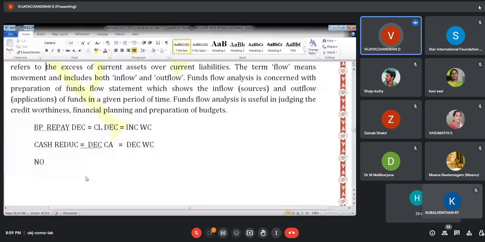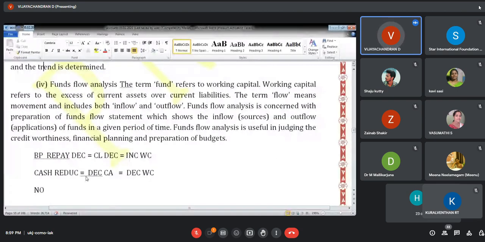Then I'm moving on. What are the items we have to compute under the fund flow statement? First one is changes in working capital. Another one is the fund flow statement. In that fund flow statement, you will have sources and application. Sources means money coming in. Application means money going out. My question is, does an increase in working capital come under which part, application or sources? Is it a source or application?